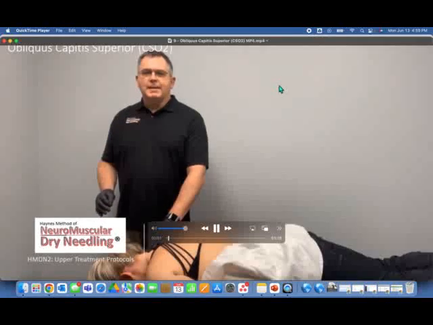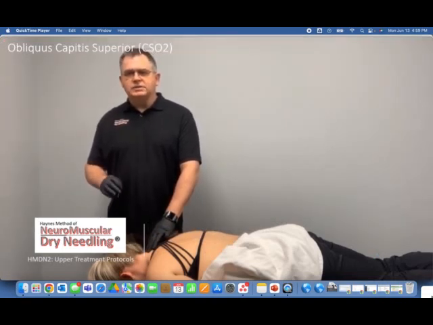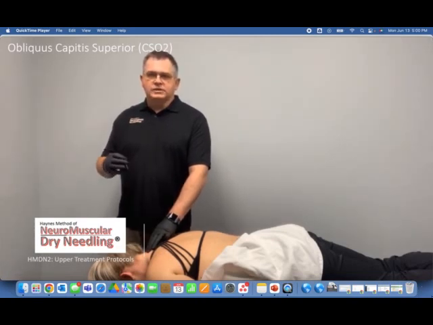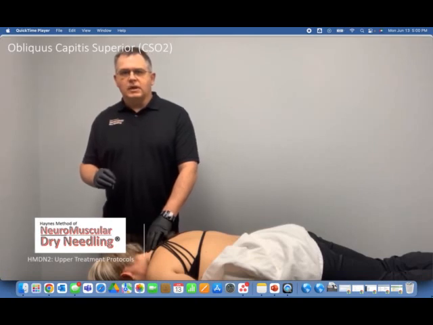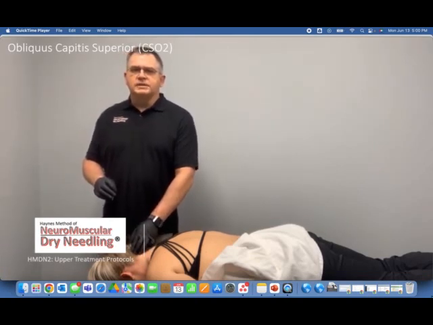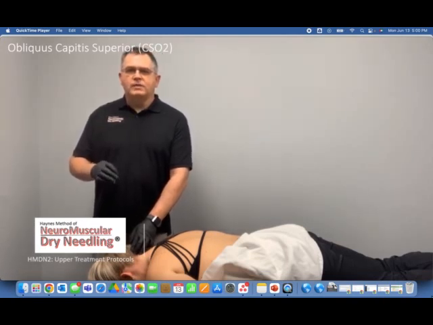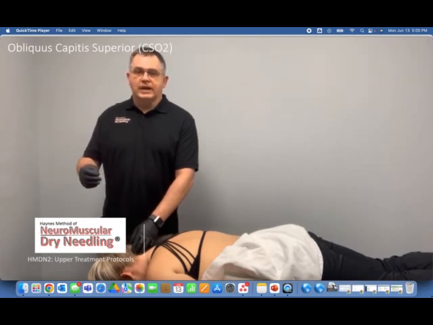For the obliquus capitis superior, patients again are going to be in the prone position. Needle depth is going to be about 2 centimeters. The backdrop here is going to be the occipital bone. Precautions: the occipital artery, vertebral artery, first cervical nerve, and the suboccipital nerve. We're going to palpate the external occipital protuberance and the transverse process of C1. We're going to place the needle at the lateral half between those two landmarks and direct the needle in a slightly superior angulation of about 15 degrees toward the inferior nuchal line with a posterior to anterior trajectory.